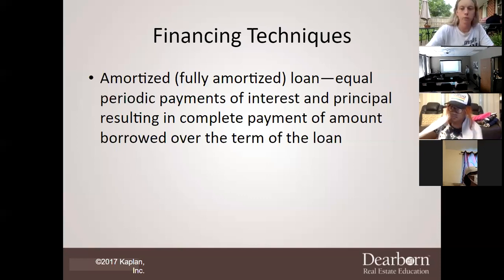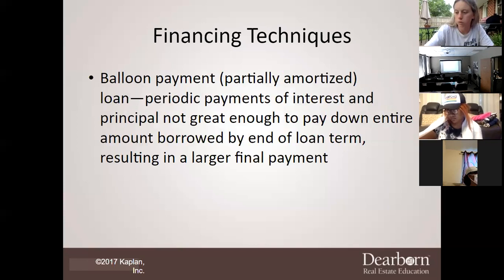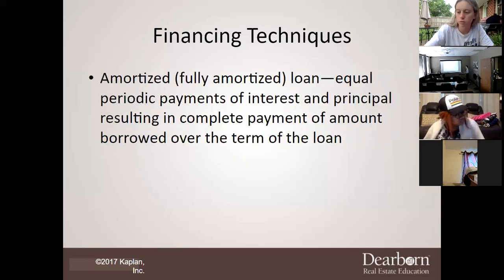So like I said, there are situations where those would be useful. But generally, this is what you want right here, a fully amortized loan. It's equal periodic payments of interest and principal, so you're paying off both, resulting in the complete payment of the amount borrowed over the term of the loan. When you're done with the loan, you've paid it off. You own the house now. And if you want to tear down a wall like I was talking about earlier, you can. You don't have to talk to a lender.